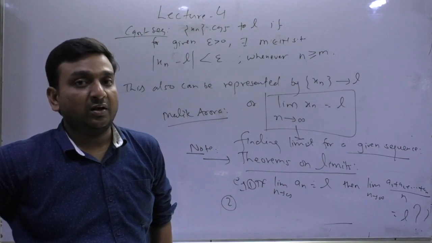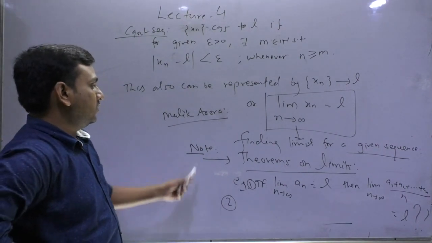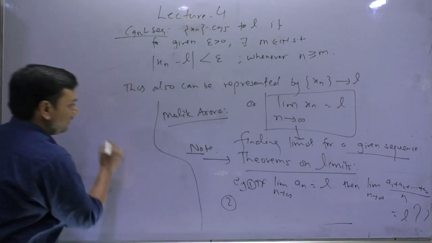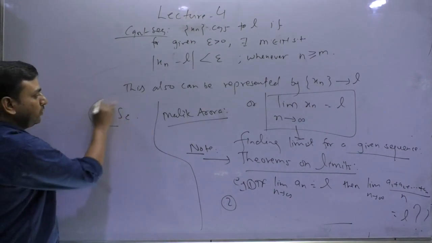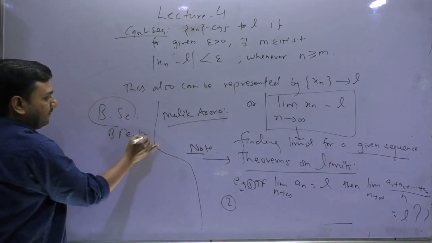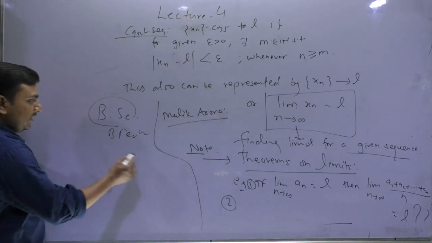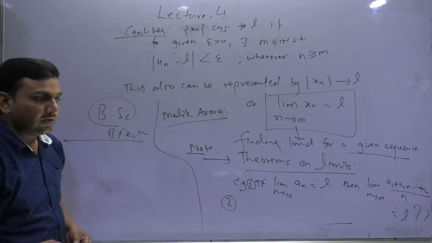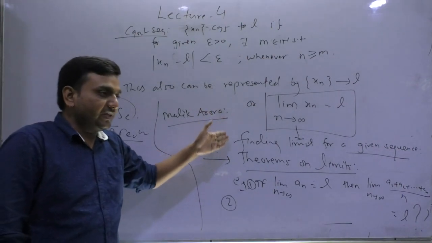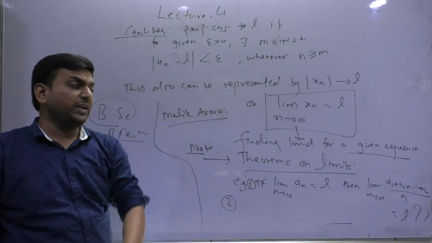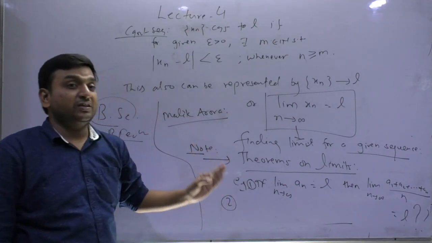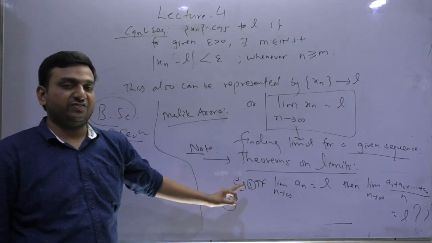Am I clear to you, everyone? So this is simply whatever you were using in your BSc or BTech. There you were simply calculating limits. So what I am suggesting here, you have been given all theorems aligned. You need to remember these 4 to 5 theorems which I stated here.